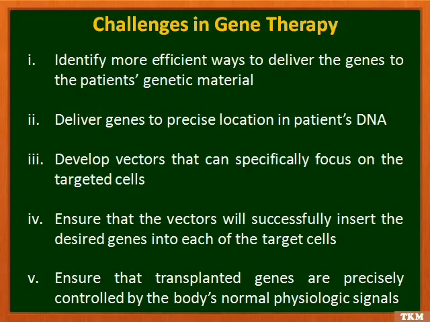Ensure that the vectors will successfully insert the desired gene into each of the target cells. Now this is something that happens in vivo, so it is very difficult to ensure it while sitting outside. This is the reason we require vectors with a pretty high success rate. Then ensure that transplanted genes are precisely controlled by the body's normal physiologic signals. It should not happen that the transplanted genes are rejected by the body's physiologic system.